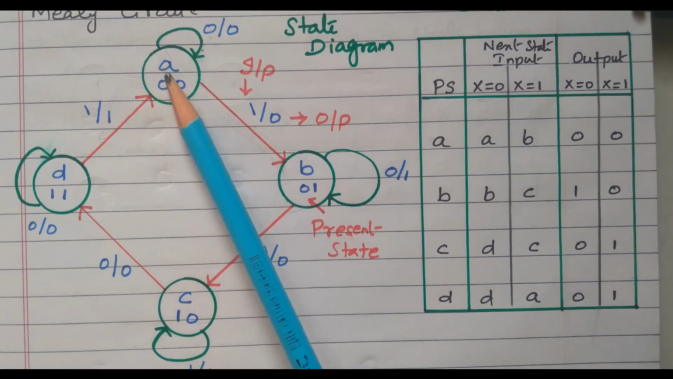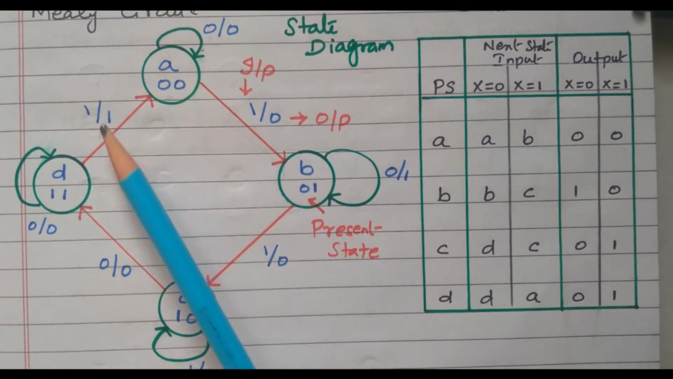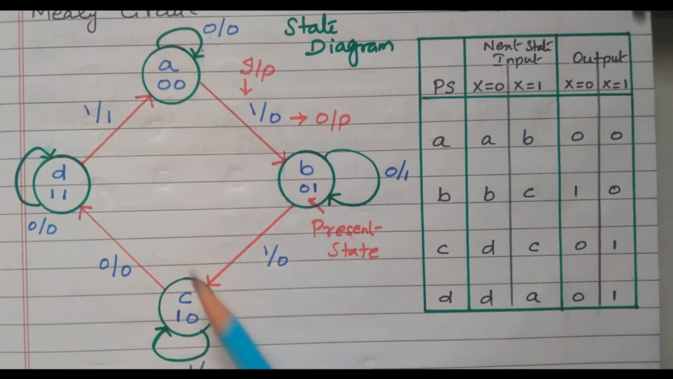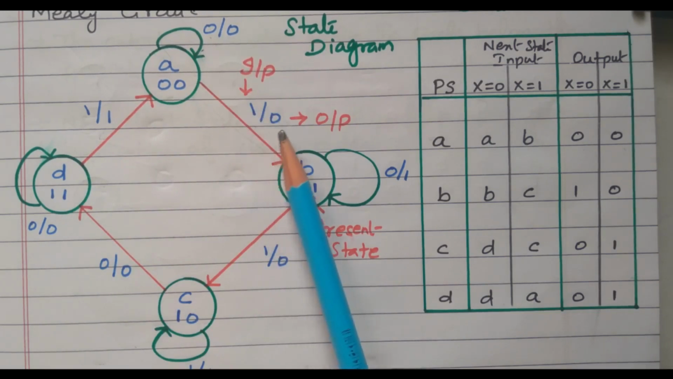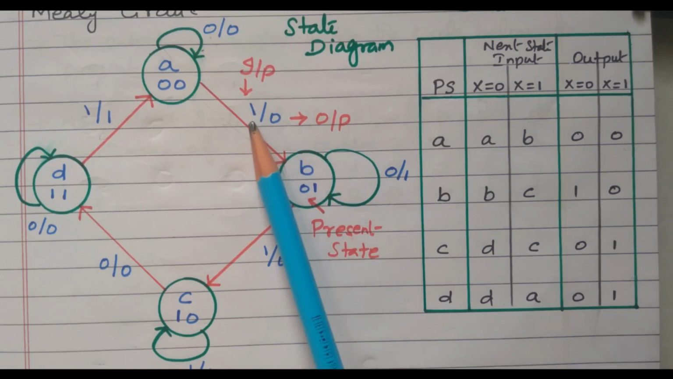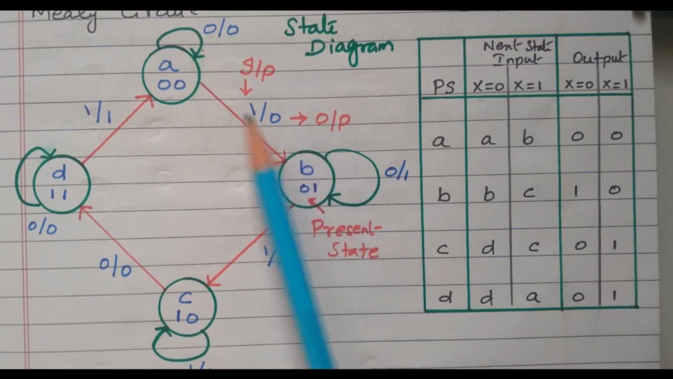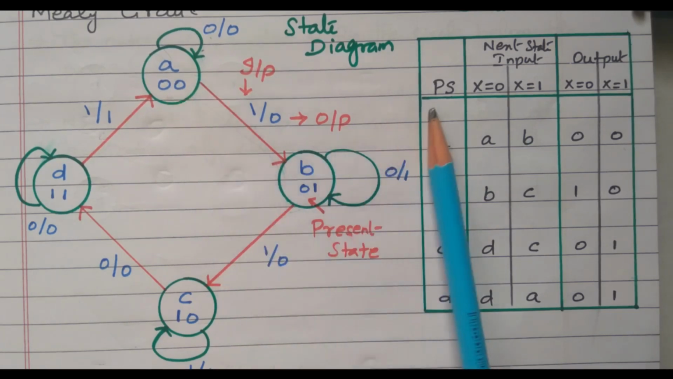Right? So there are four states available, A, B, C, D. Because of 4 we have 4 combinations available, 00, 01, 10 and 11. What is this number? This is the input, slash, another number is there, that is the output. So the first number represents input, the second one represents output. Now we will see this one by one. First we will take the state A. So this is the present state, A, B, C, D.